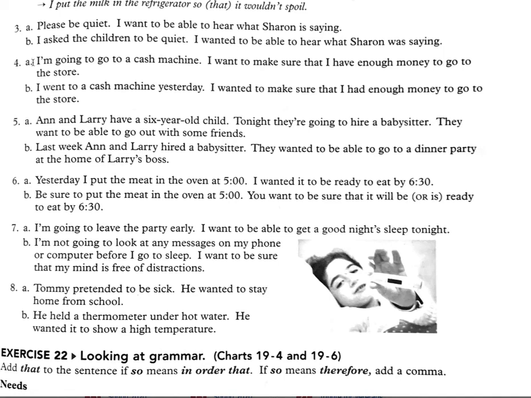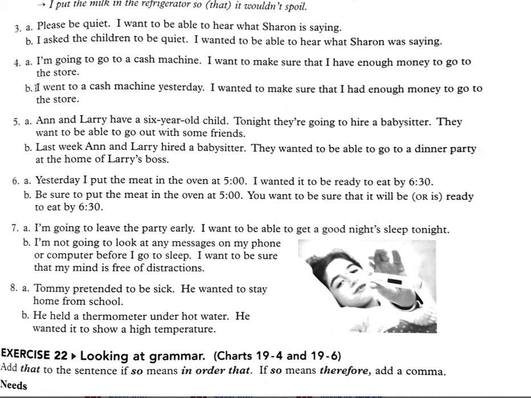Okay, let's look at number 4. I'm going to go to a cash machine. I want to make sure that I have enough money to go to the store. So you start with, I'm going to go to a cash machine so that I have enough money to go to the store, or so that I will have enough money to go to the store. You can give it a present or a future meaning.